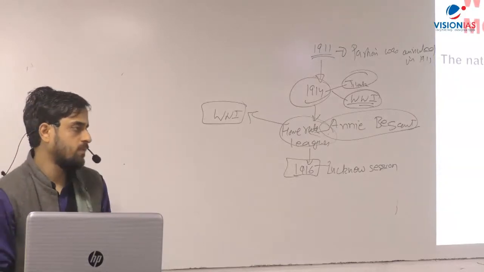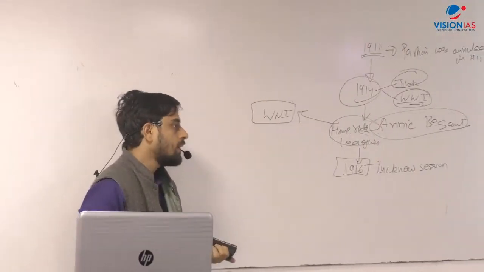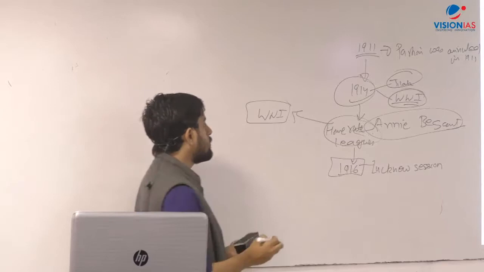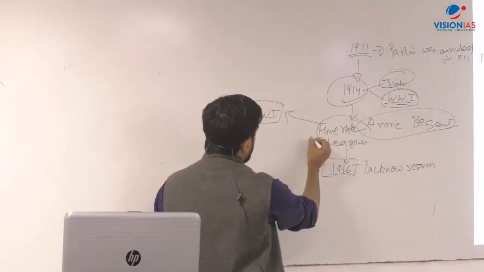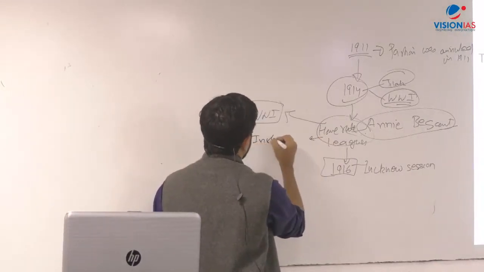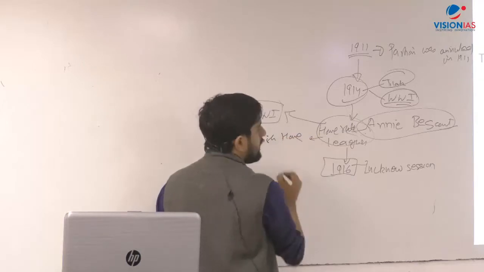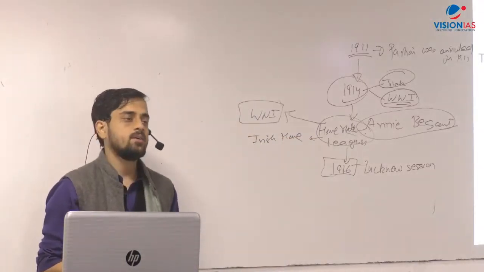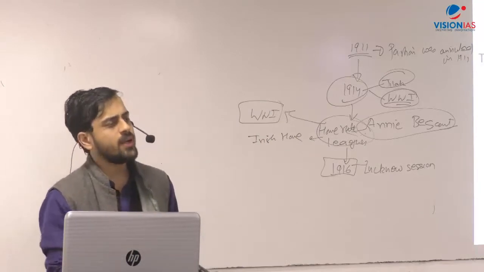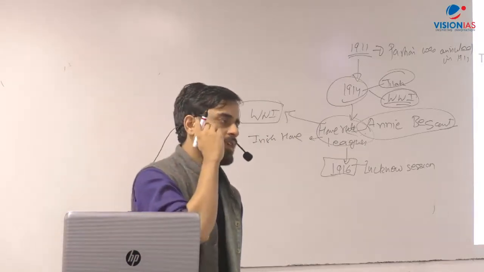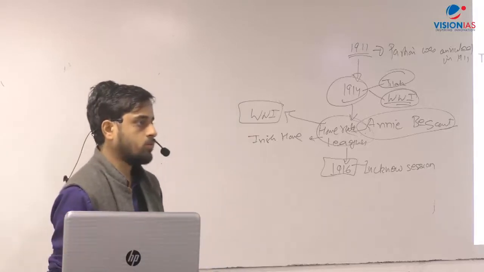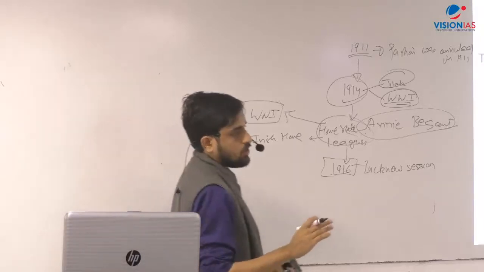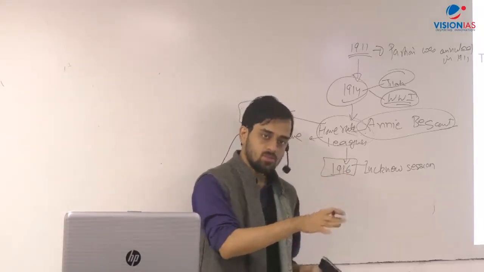So they were formed primarily in response to World War I, and at the same point of time, these Home Rule Leagues were inspired by the Irish Home Rule Leagues. Now, Annie Besant herself was an Irish national, and she came to India in the 1890s, and she was a part of the Theosophical movement. But the Theosophical movement was not started by Annie Besant. She was a part of it.